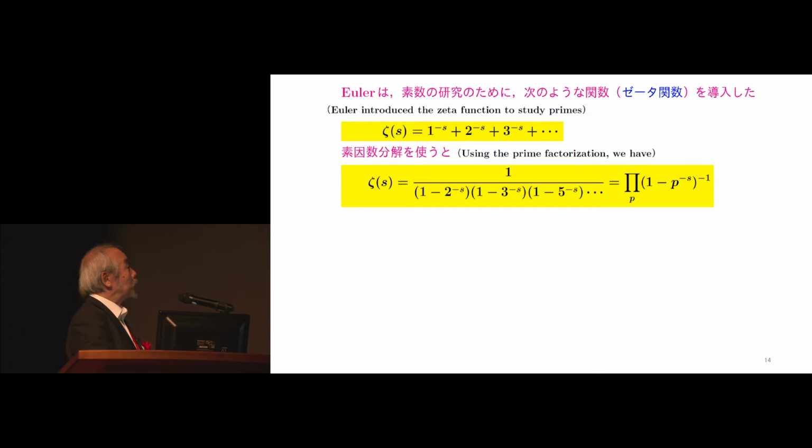Going back slightly, Euler introduced the zeta function to study primes, which is quite simple. 1 and 2 and 3 and so on are added with the negative power. And then we can use the prime factorization, and then we have this formula. This is a product formula.